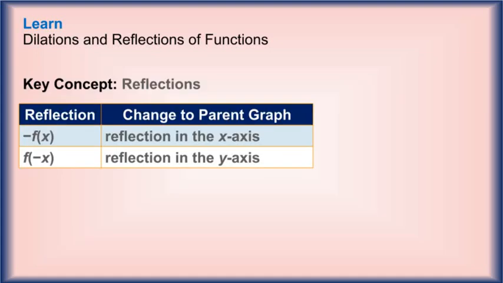And that's what this table is referring to. Outside, reflection across the x-axis, that affects the y. Here, it's across the y-axis, affects the x.